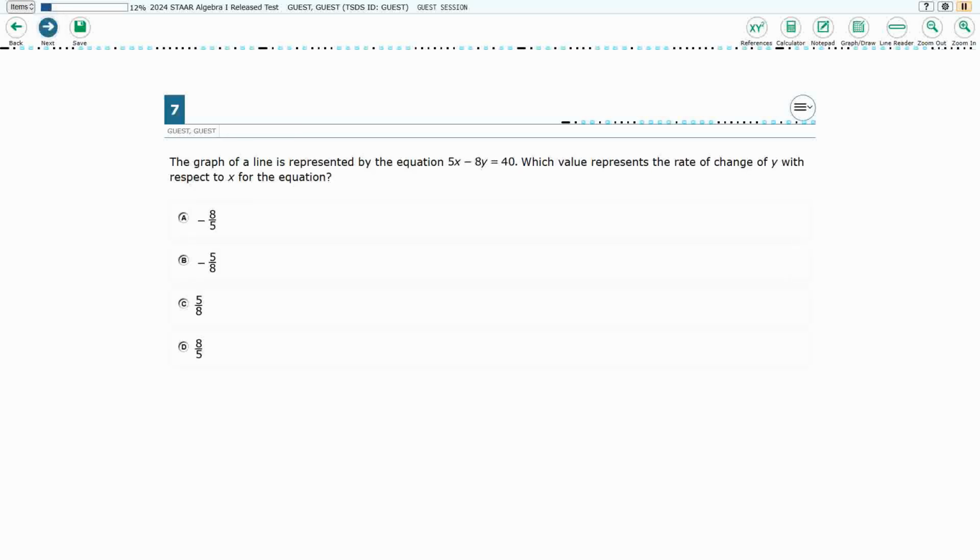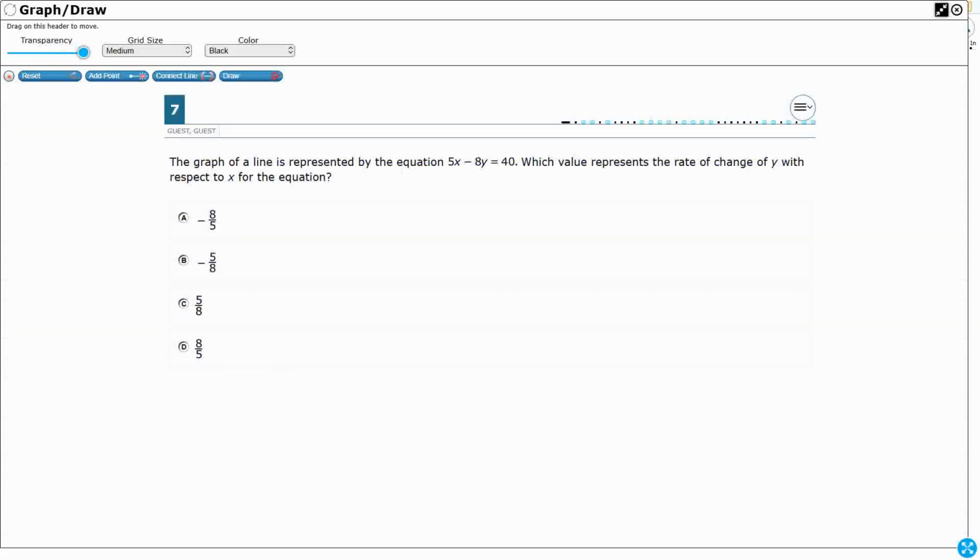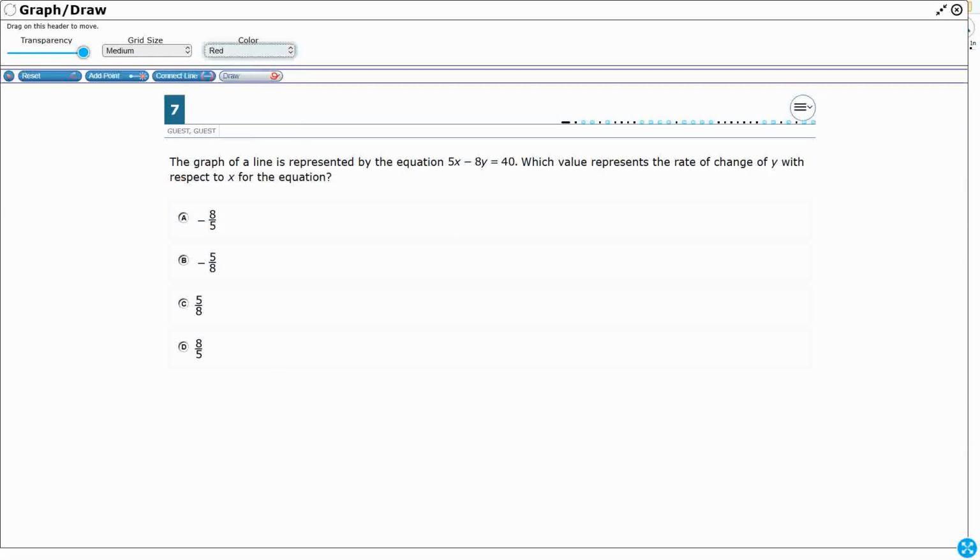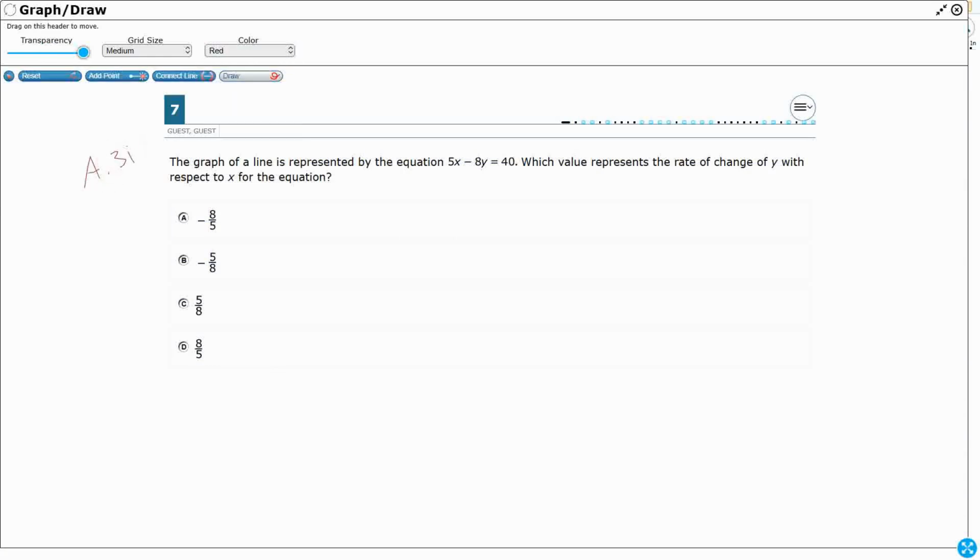For number 7, we are looking at rate of change. This is standard A.3b, and we have just a basic statement here, and we need a graph of a line that's representing it. We could graph this if we want to, but it's not really asking us to graph it. Look, it's asking for the value that represents the rate of change of y with respect to x. Now, that is a strange way of asking it.